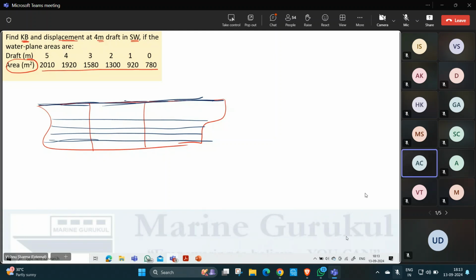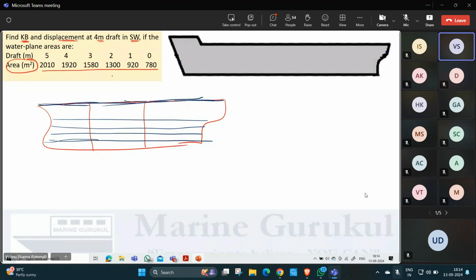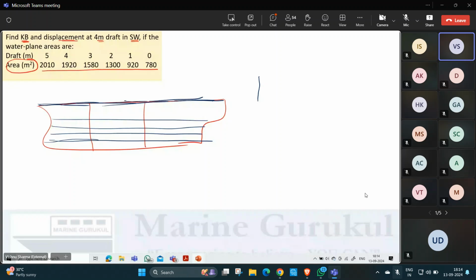Correct, beta? Sir, this is the area of different water planes at different drafts, right sir? Of course, if you take a different draft, they'll be different. You agree with me that water plane area will keep changing with the draft. Correct? So you can make this diagram if you want, or you can make the cross-sectional view. Choice is yours. Only one diagram you have to make.